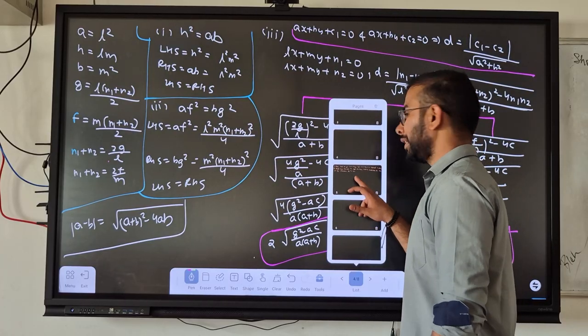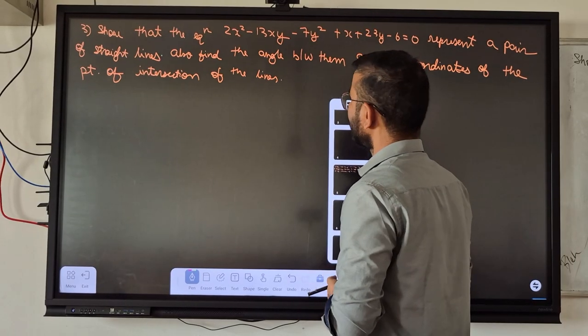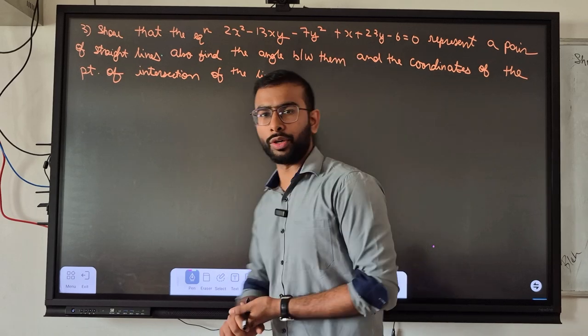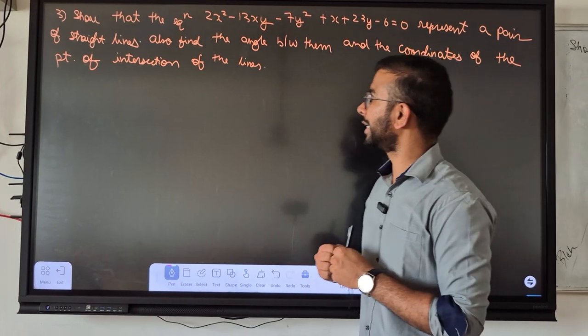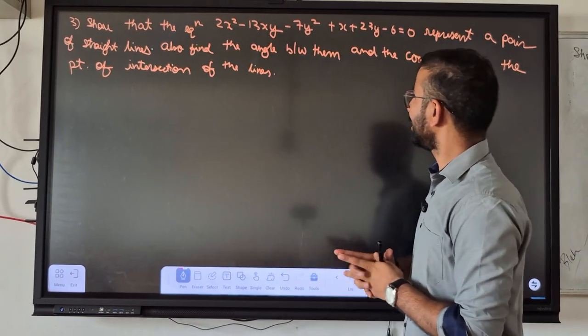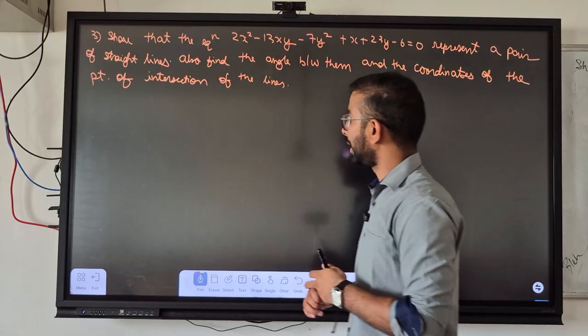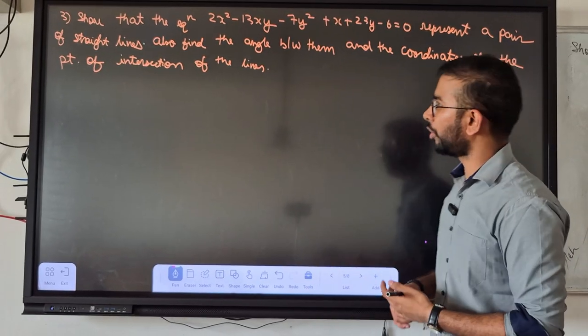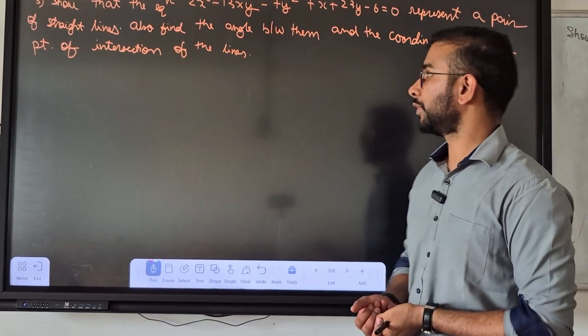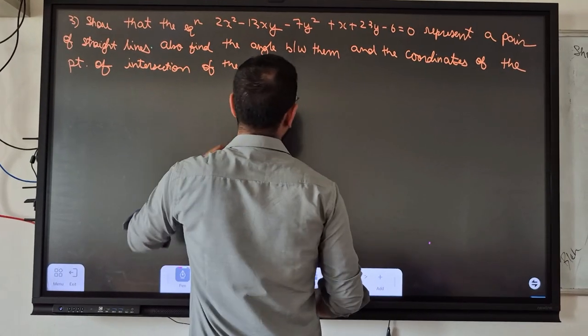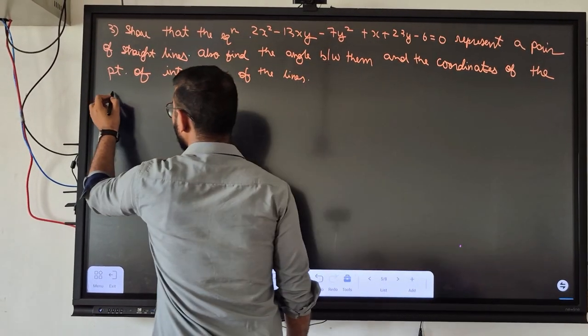Let's move towards the last question. Everyone with me? Okay. Let's take the last question, guys. Okay, let's all push. It's not that easy, but let's see. Show that this equation represents a pair of straight lines. Also find the angle between them and the coordinates. So 3 formulas would be used. First is, when you talk about this complete line, the general equation, let's write.